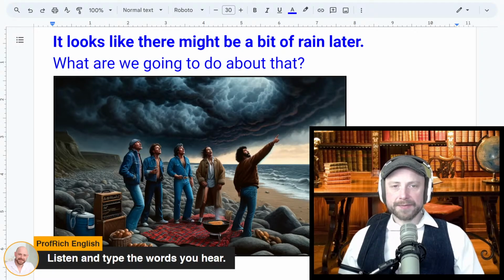Number 3, maybe we should just put up with it. It's just a bit of rain. And last time, maybe we should just put up with it. It's just a bit of rain.